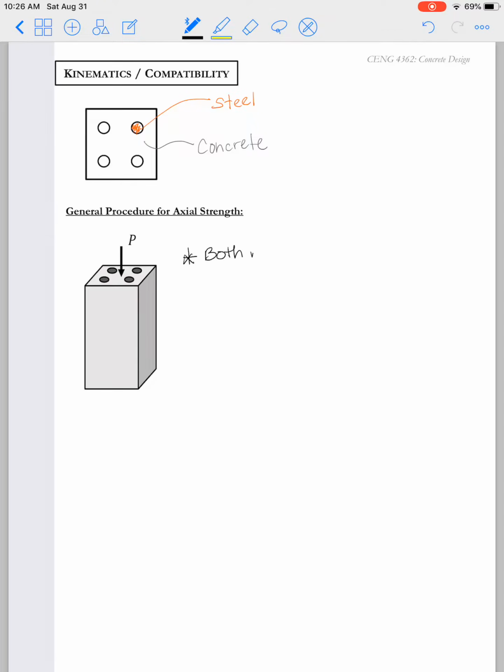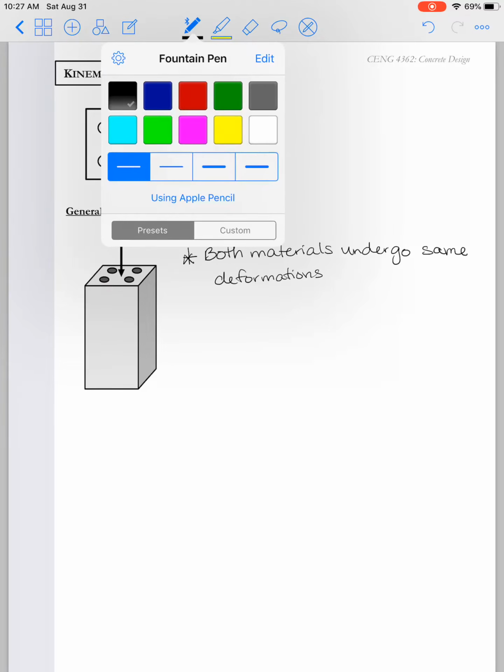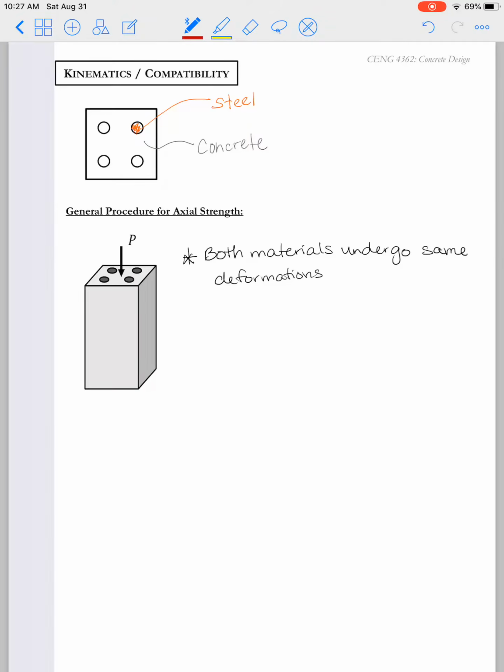All right, we said with the steel, we use deformed rebar. So this makes sure that both the steel and the concrete act as one, or that both materials will undergo the same deformation or the same strain. So this is what we refer to as strain compatibility. For our section, for axial strength, we're considering our deformations in the direction of the column.